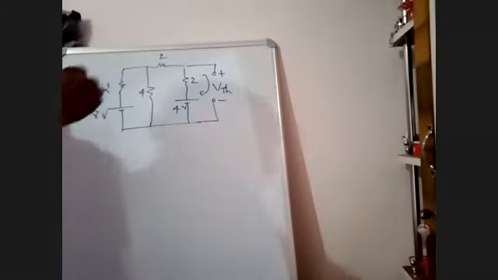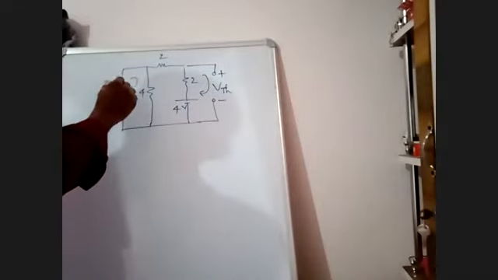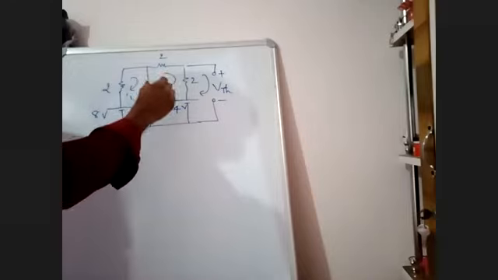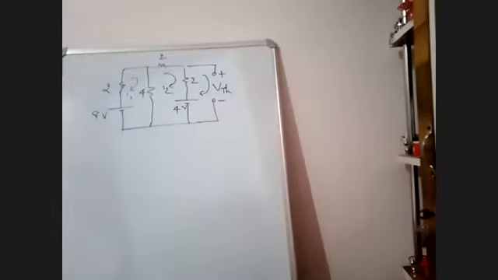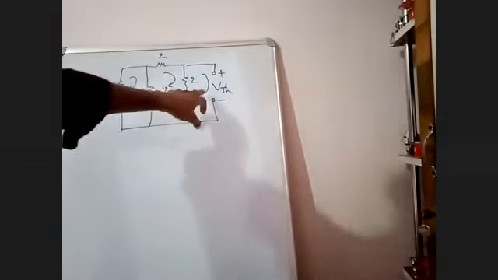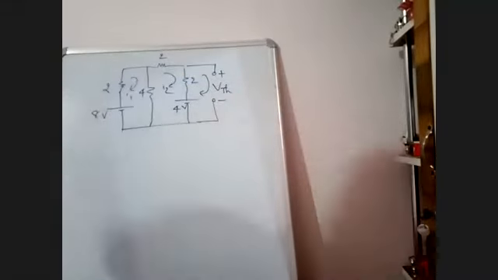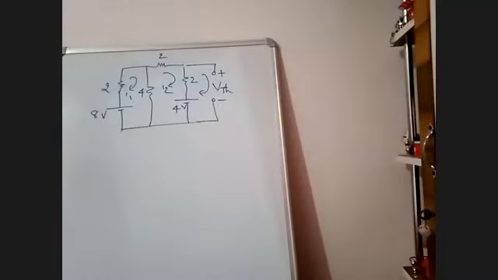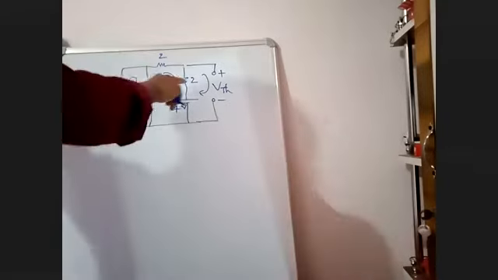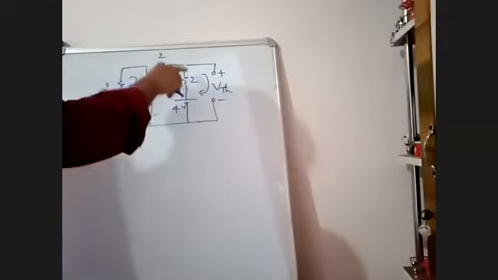Now here 2 loops are there. This is I1. This is I2. Two closed paths are there in this. This is not a closed path. This is the reference direction. Now, what is the current in this 2 ohm? I2. I2 is the current in 2 ohms. If I know I2, that is the current in 2 ohms.